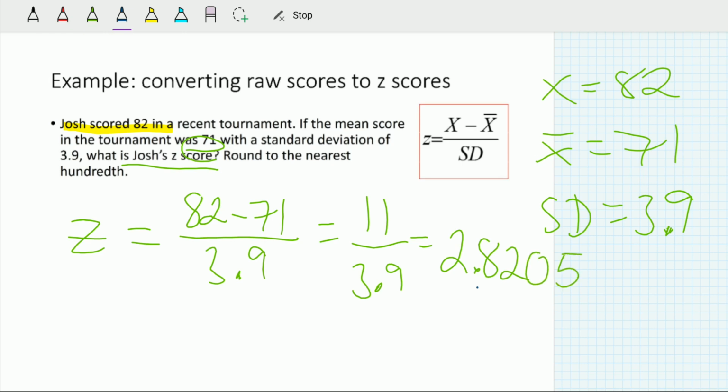Since it has more numbers, I'm going to go ahead and write them. And then I'm just going to focus on the next number after the 2, which is a 0. That means it's going to stay as a 2. So 2.82, that's his z-score.